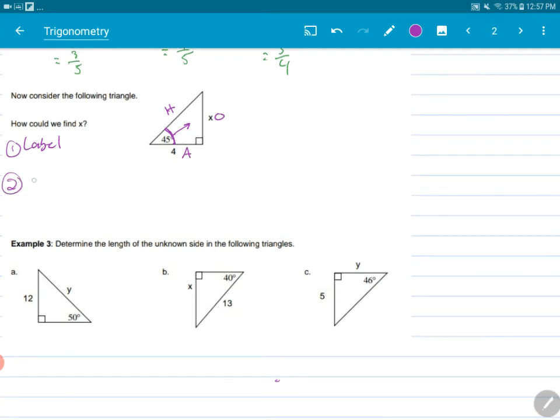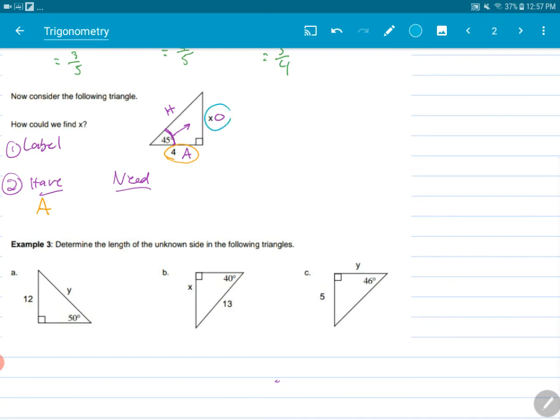Step number 2 is going to be to determine what you have and what you need in terms of your side lengths. So we have an angle; what side lengths do we have, what's given to us? It looks to me like the only side length that we know an actual number for is the 4 centimeters, which is the adjacent. And the one that we're looking for, the missing side length, is represented by x over here, and that is the opposite.